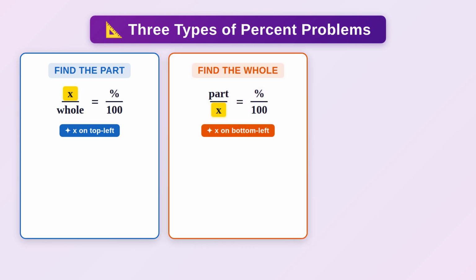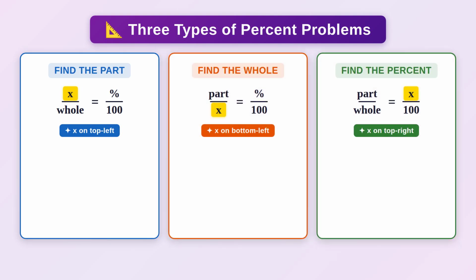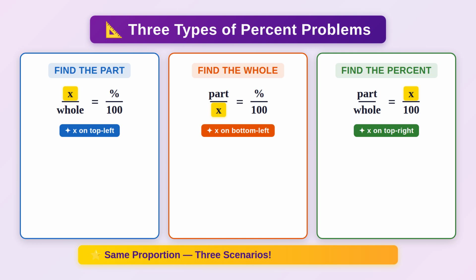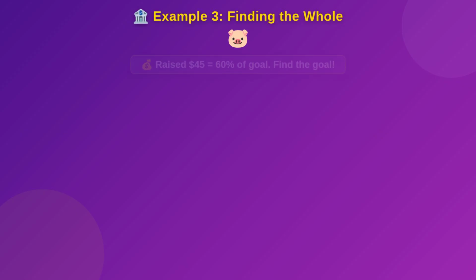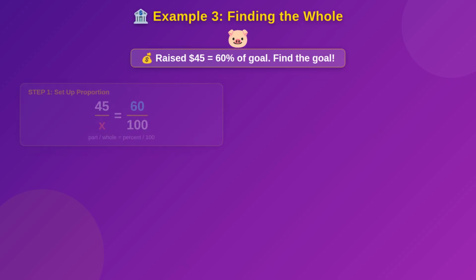Here's something really cool. The same proportion handles 3 different types of percent problems. You just move the x to a different spot. If you're finding the part, x goes on top of the left fraction. If you're finding the whole, x goes on the bottom of the left fraction. And if you're finding the percent itself, x goes on top of the right fraction over 100. Same proportion, 3 scenarios. Maya was amazed when she realized this. One formula really does do it all.